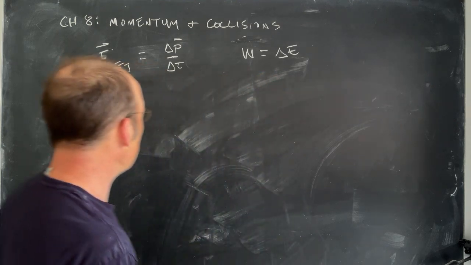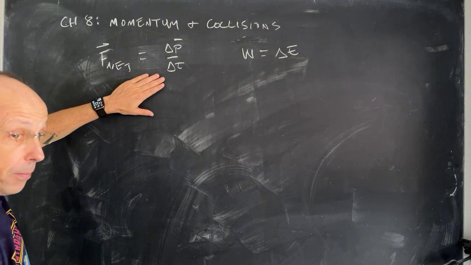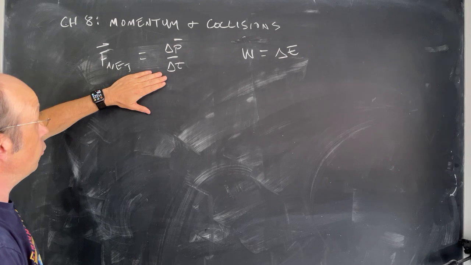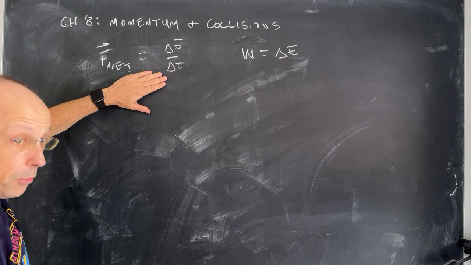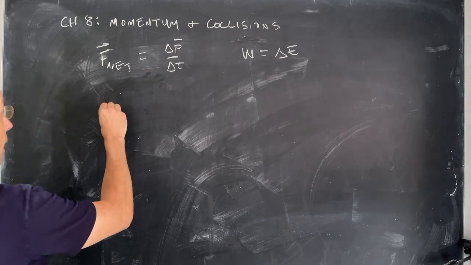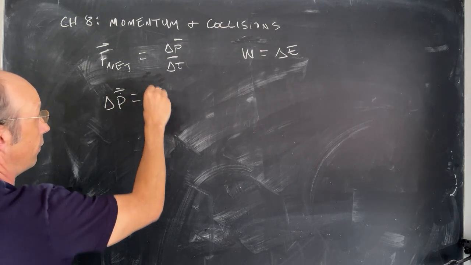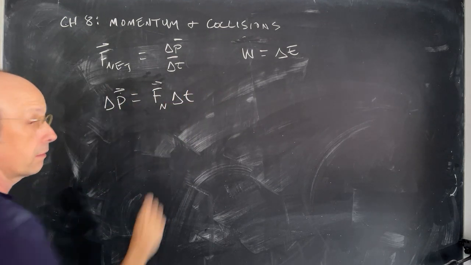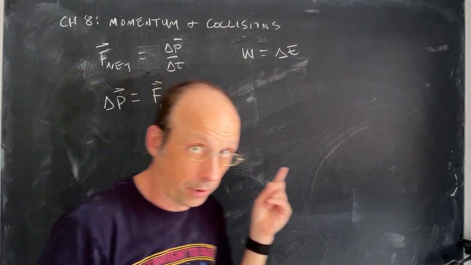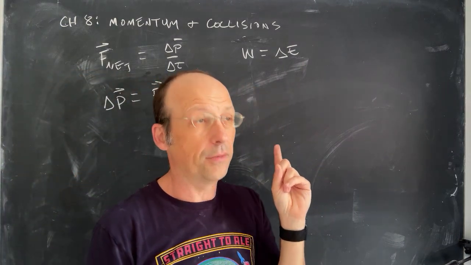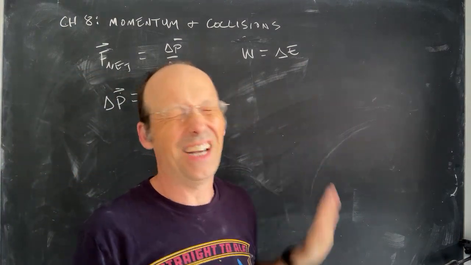But let me show you something really important, because I'm going to rewrite this equation. I'm going to multiply both sides by delta t. I get delta p, the change in momentum, is F net delta t. That's important, and we're going to get into this. It's called impulse, but it's not super important.